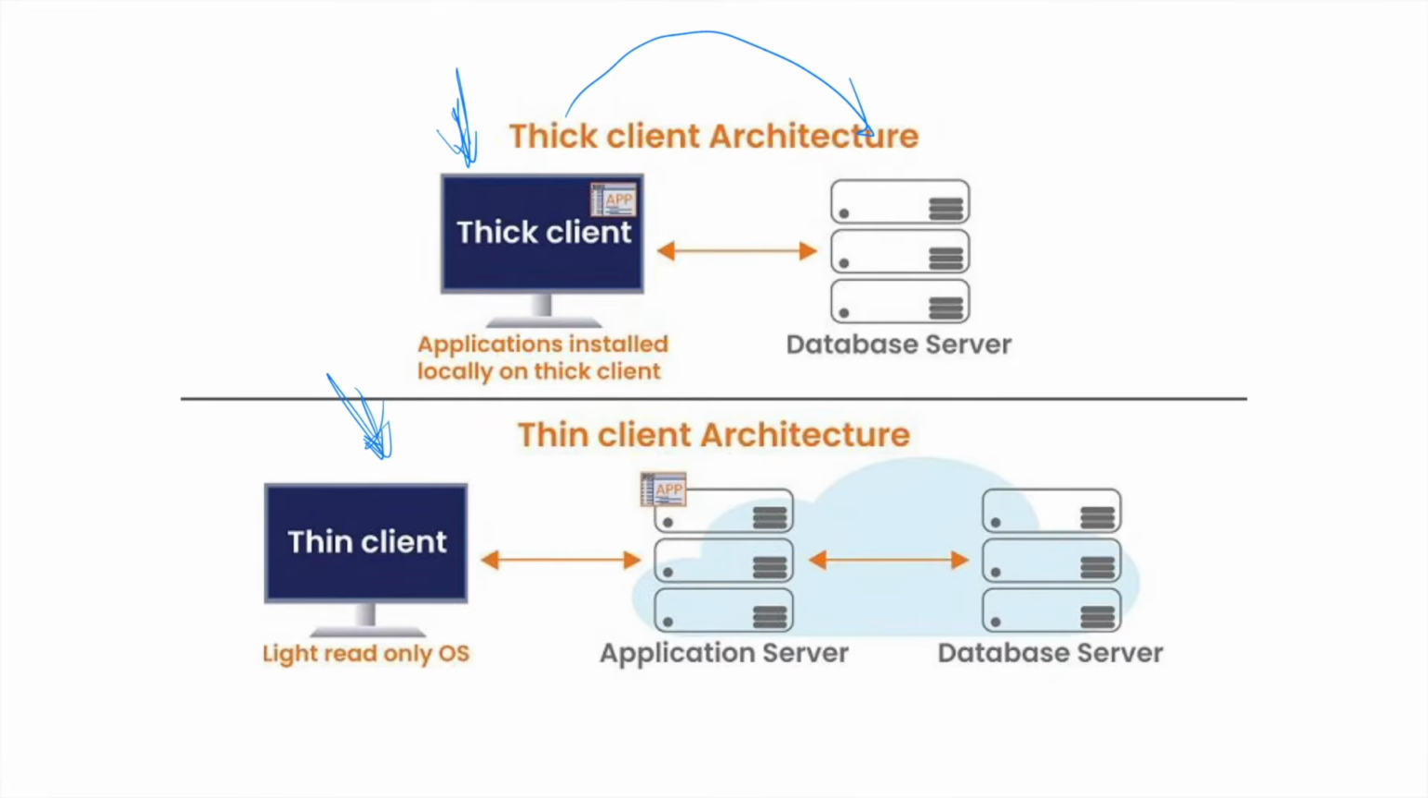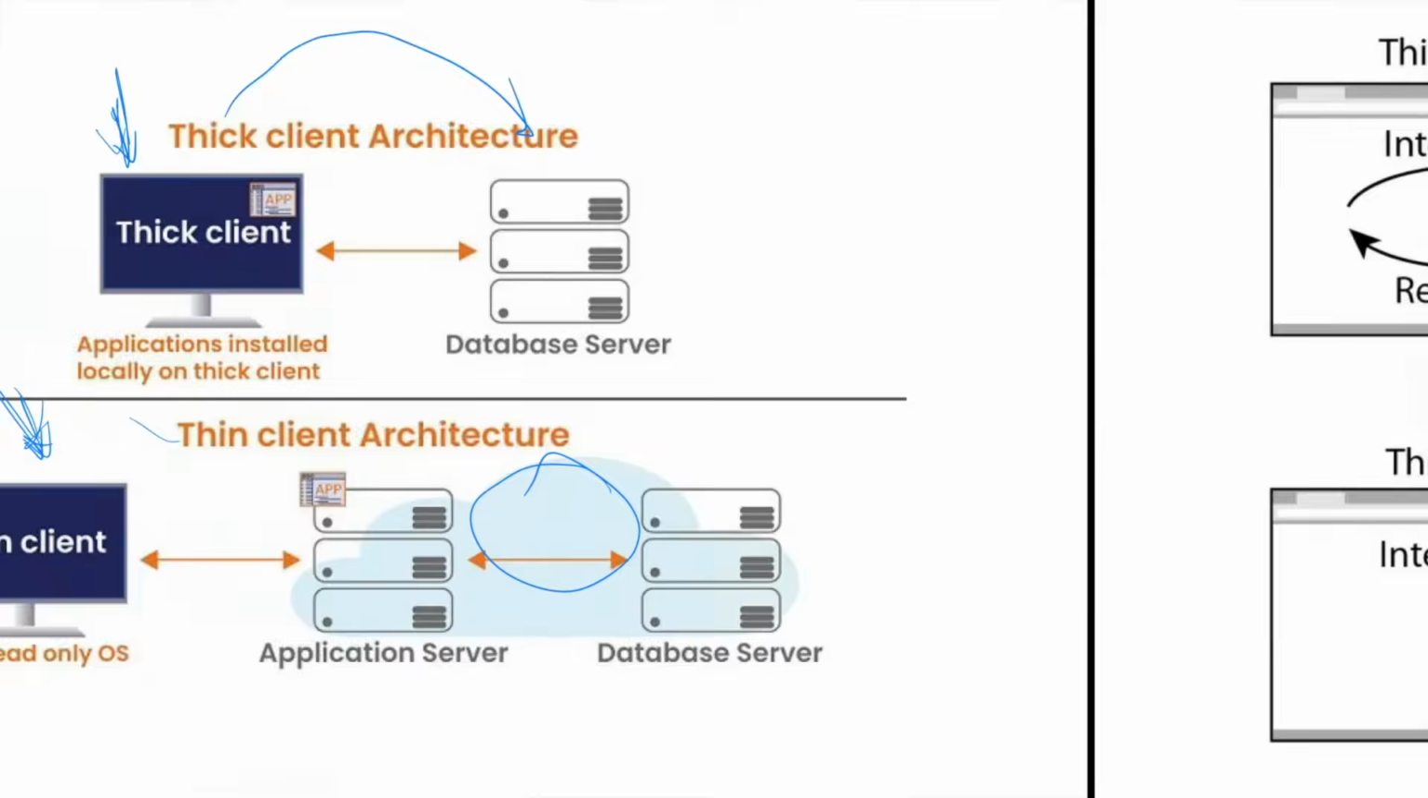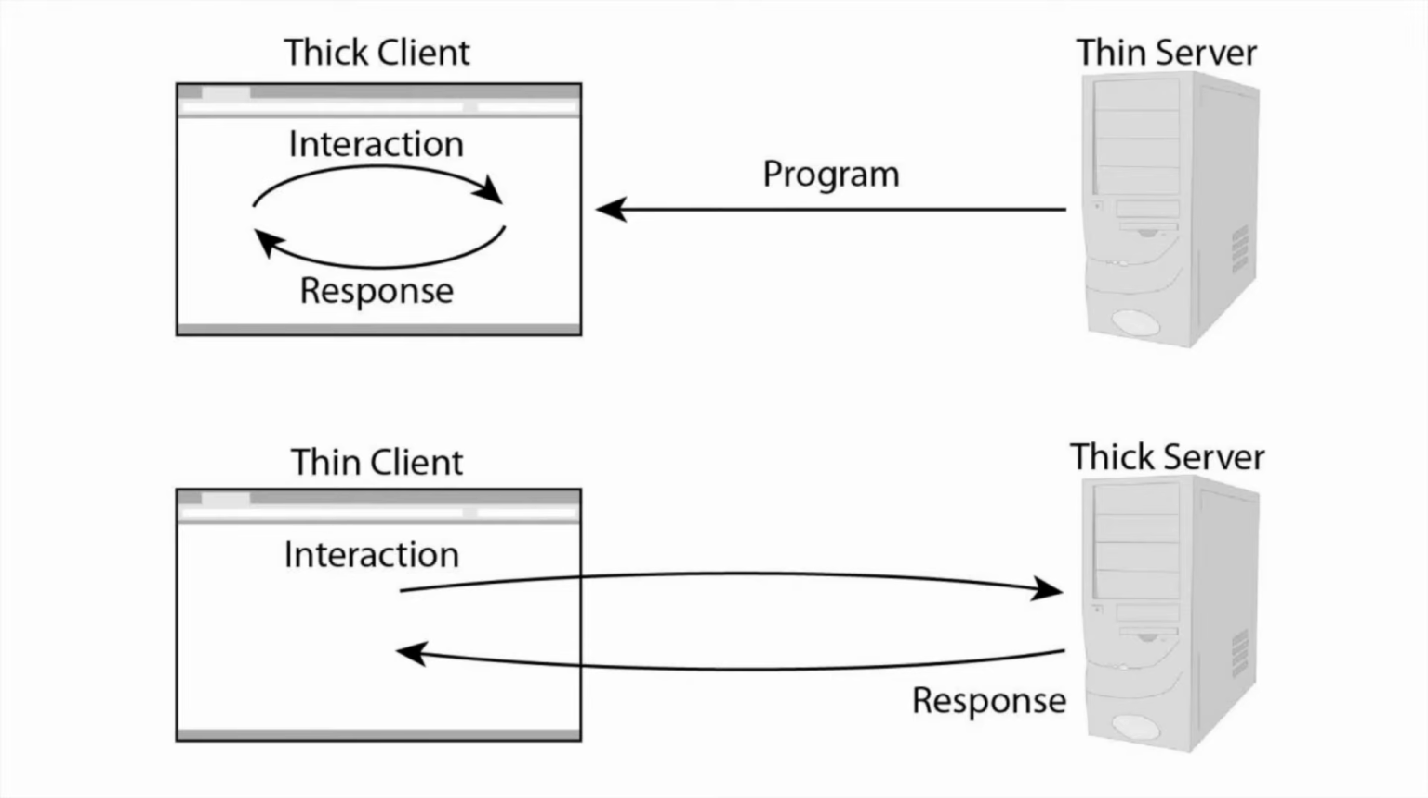In a thin client, we might just be accessing Excel through a web browser. So we're just running the web browser on our computer, and the actual analysis, the heavy duty stuff like crunching numbers, is being done on a remote server somewhere. That would be a thin client architecture. So thick client, more work on your computer on the client side. Thin client, more work on the server side. This is just another way to describe it.